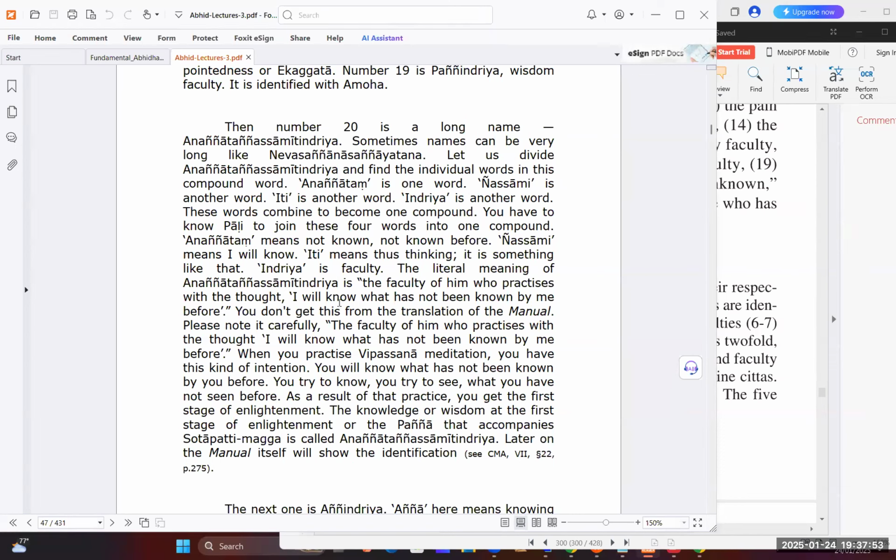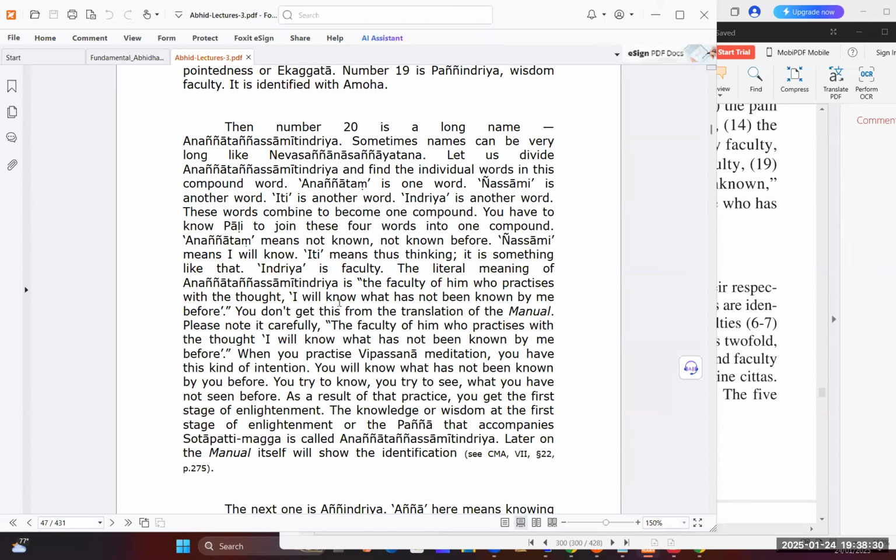Anyatanya Samiti Indriya. Sometimes names can be very long. Let us divide Anyatanya Samiti Indriya and find the individual words in this compound word. Anyatam is one word. Nasami is another word. Iti is another word. Indriya is another word. These words combine to become one compound.